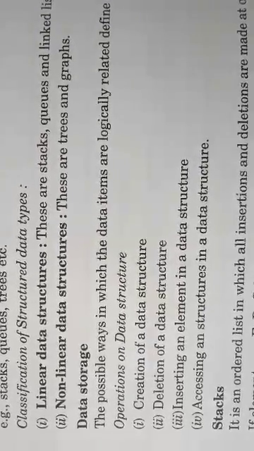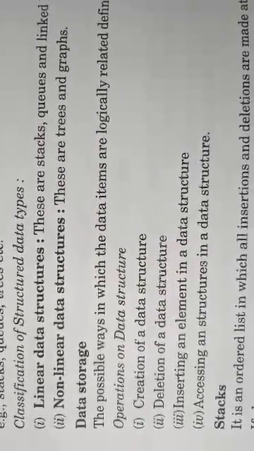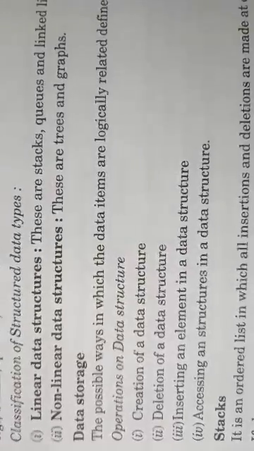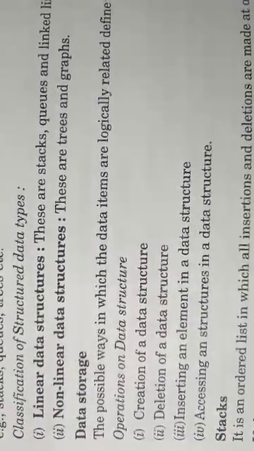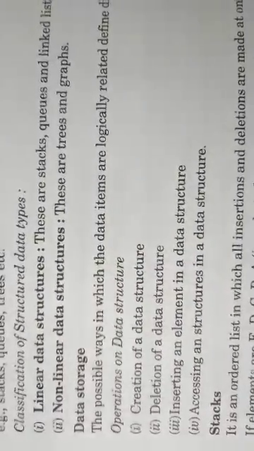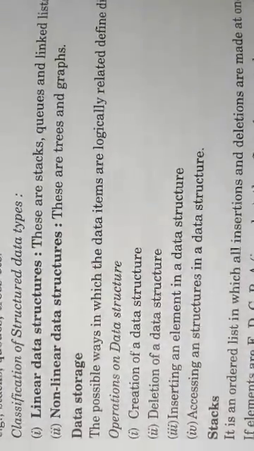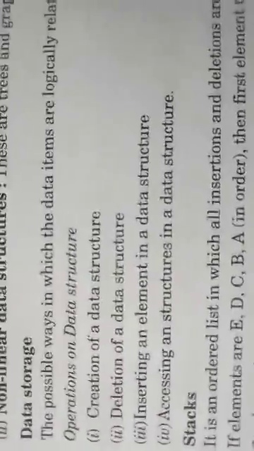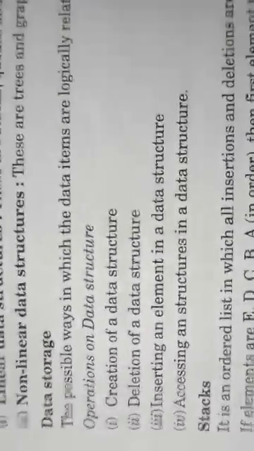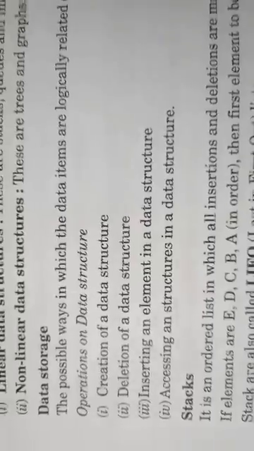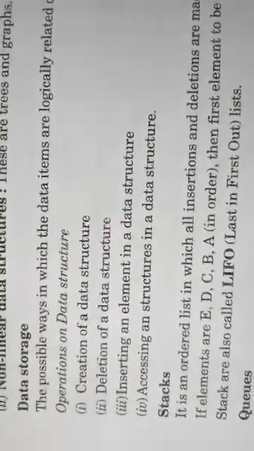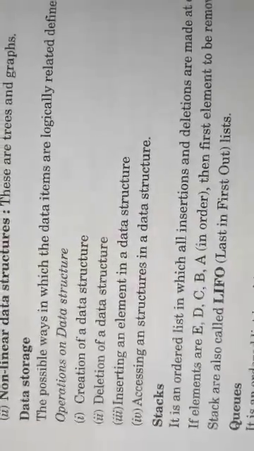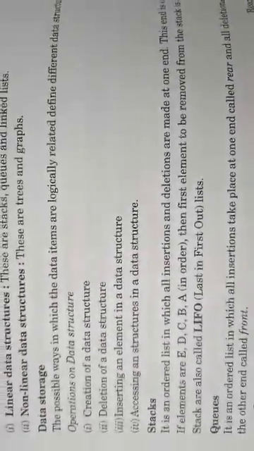Data structure classification has two types: one is linear data structure and another is non-linear data structure. Linear data structures are stacks, queues and linked list. Non-linear data structures are trees and graphs. Next, data storage: the possible ways in which the data items are logically related define different data structures.